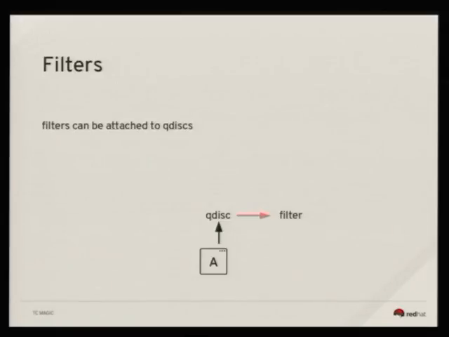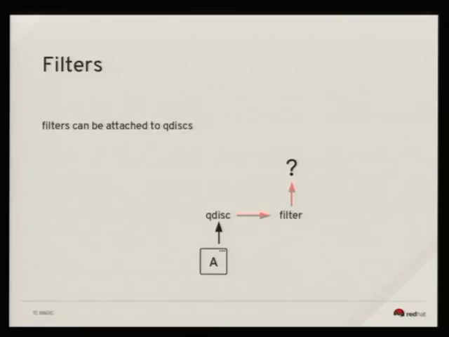So what is a filter? A filter is something that looks at the packet and it has some conditions and it decides whether the packet matches the conditions or not. And that's it. So the obvious question is, when the filter decides that the packet matches the filter, what happens?